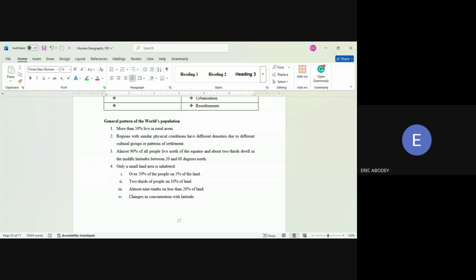Oh, how I wish somebody would answer why 90% of the world's population lives in the north of the equator. Can somebody answer that question? Why? Assuming I gave it to you as a quiz for 2 marks, what would you have written for that? Why is it that 90% of all people live in the north of the equator?